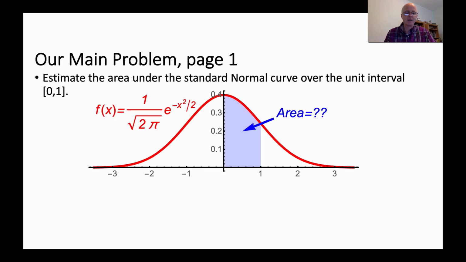Here's what the graph looks like. The formula for the standard normal curve you see is f of x equals 1 divided by square root of 2 pi times e to the negative x squared over 2. Looks like a bell-shaped curve. We're trying to find the area under this curve between 0 and 1.